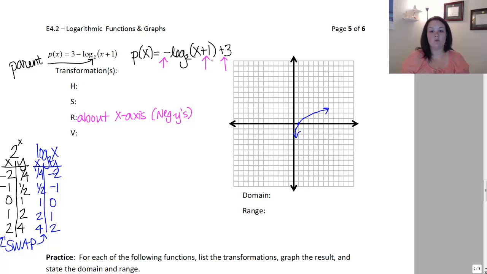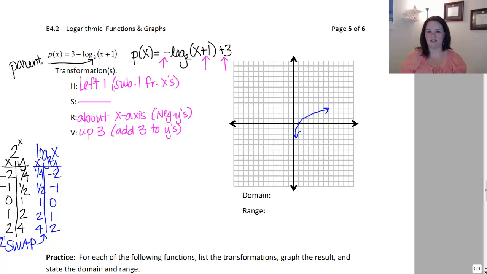Okay, the +1 on the inside affects the x. X's are backwards, so a +1 tells us to go left 1. So I'm going to subtract 1 from my x's. And then the +3 is on the outside of the function, so that's a vertical shift either up or down. Because it's a +3, that means we're going up 3. So I'm going to add 3 to my y's. There's no stretching or compressing because there's no multiplication.